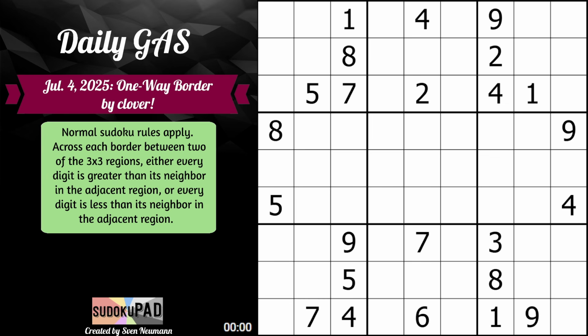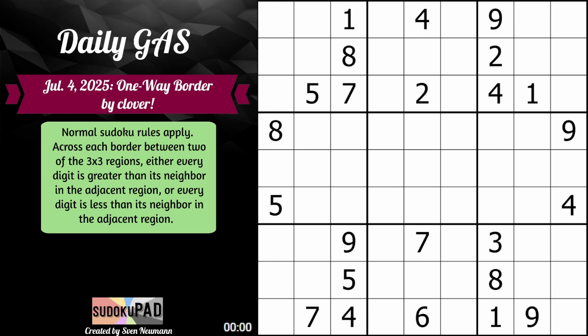Normal Sudoku rules apply. Across each border between two of the 3x3 regions, either every digit is greater than its neighbor in the adjacent region, or every digit is less than its neighbor in the adjacent region. So what does that mean?